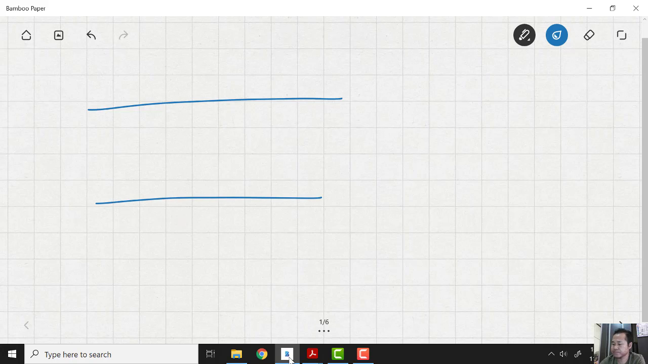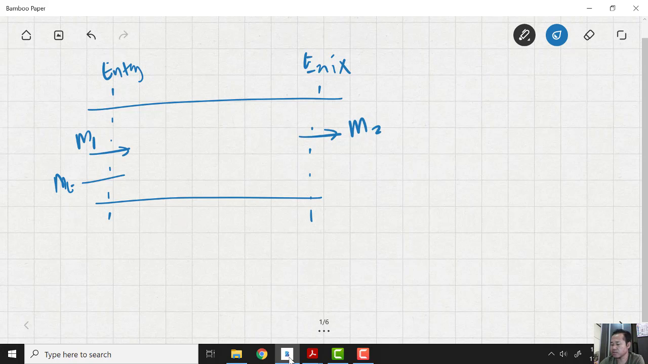if we have a pipe as our system, here is the entry and here is the exit. The mass must be balanced, which means the mass that enters, M1, must be the same as the mass that comes out, M2. The same for momentum: the momentum that enters must be the same as the total momentum that comes out. It's the same for energy.